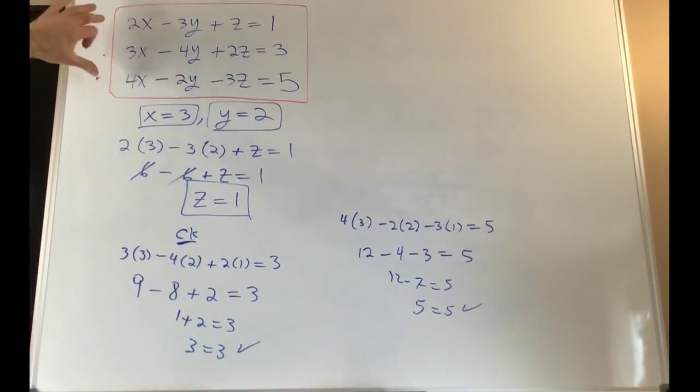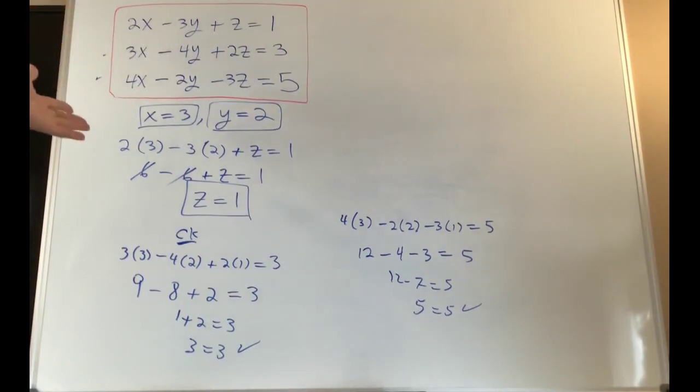Okay, so recap the whole thing. I started with 3 letters, 3 equations. I knocked it down to 2 by 2. I eliminated z, so I had x and y left over. I figured out what x and y were first. Then I went back and got z.